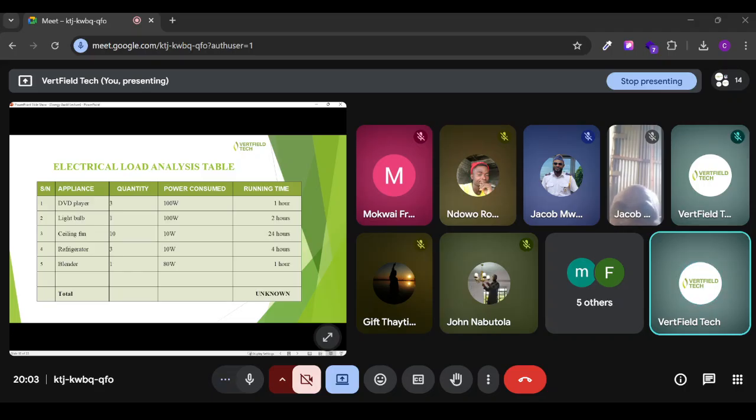Before we go ahead, let us take the details of the appliances just as you can see on my screen. For the DVD player, the quantity is 3, the power consumed is 100 watts, the running time is 1 hour. For the light bulb, the quantity is 1, the power consumed is 100 watts, the running time is 2 hours. For the ceiling fan, the quantity is 10, the power consumed is 10 watts, the running time is 24 hours.